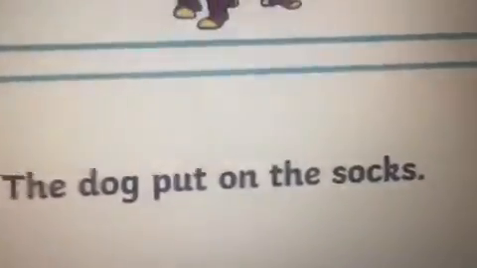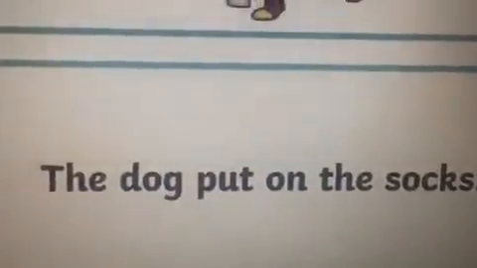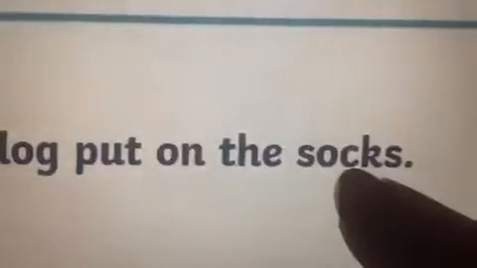Now, we need to remember that we have digraphs in these words. So, a digraph is two letters that make up one sound. So if we have a look here in the word socks, we've only got 4 sounds, although there are 5 letters. So we've got s, o, ck, which is the C and the K together to make the digraph, k, s.